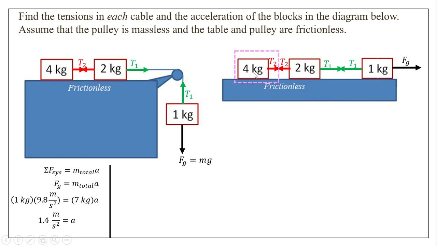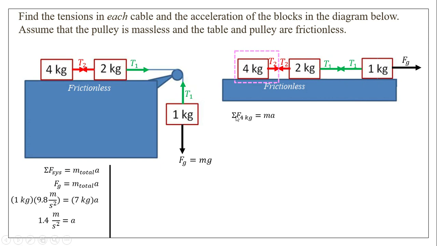If I look at the 4 kilogram block here, the only force that's causing it to move is the tension T2 that's pointing to the right. As the system is moving rightward, if you ask yourself what is pulling this 4 kilogram block to the right, it is the cable in red here. So T2 is this vector. There's no opposing force here. So there's only one force that's causing the 4 kilogram block to move. Therefore, to me, that's the easiest to do.